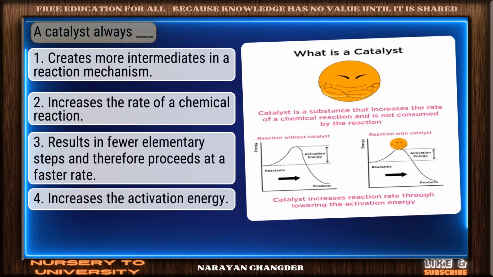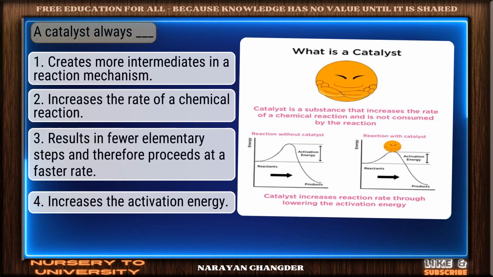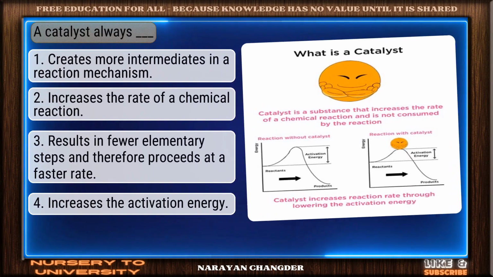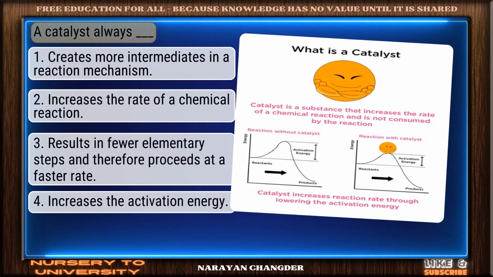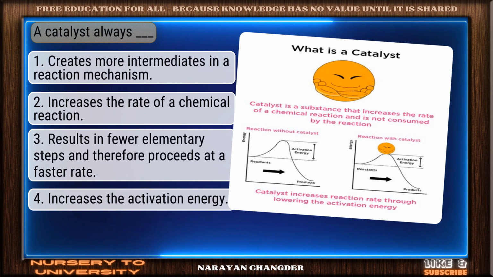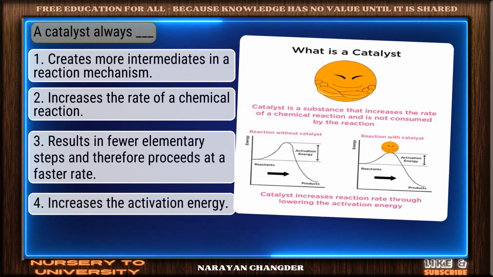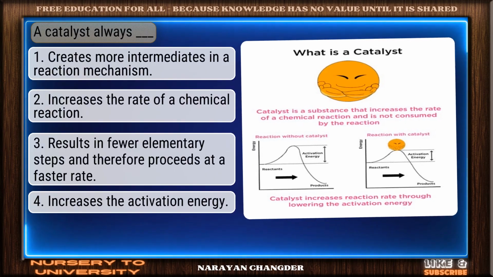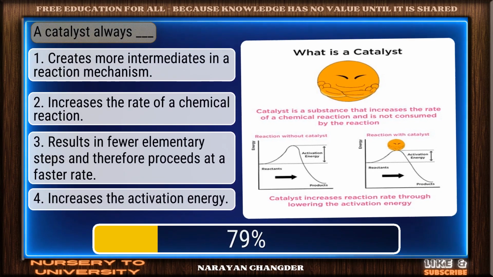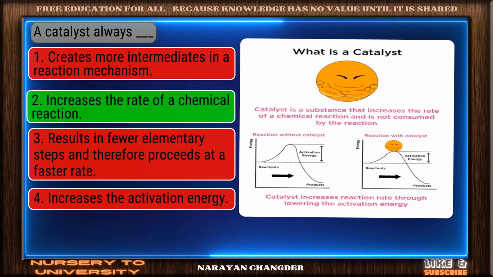A catalyst always: Option 1, creates more intermediates in a reaction mechanism. Option 2, increases the rate of a chemical reaction. Option 3, results in fewer elementary steps and therefore proceeds at a faster rate. Option 4, increases the activation energy. Spot on, increases the rate of a chemical reaction.